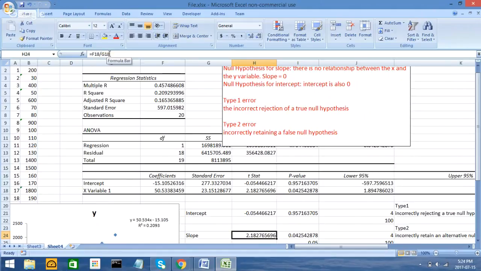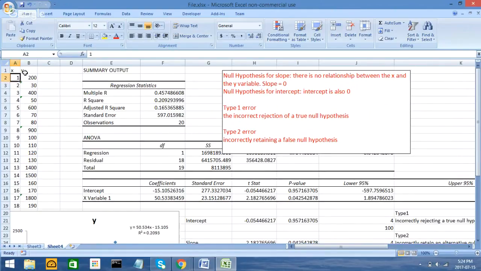Now, based on the T.DIST function in Excel, you can calculate the p-value. The T.DIST function takes three arguments. The first argument is the t-stat value. The second argument is the degree of freedom. The degree of freedom here is 18. We have 20 samples.